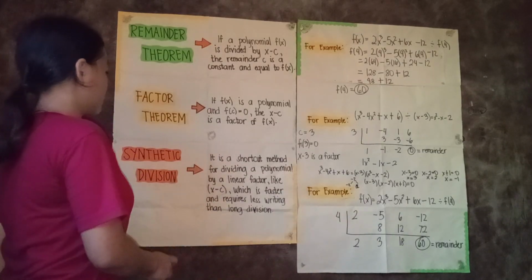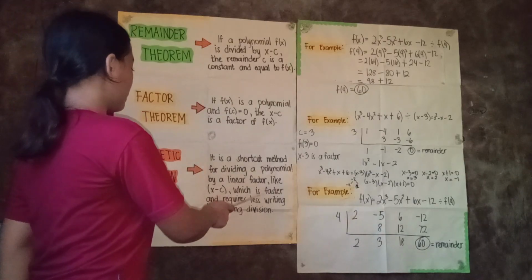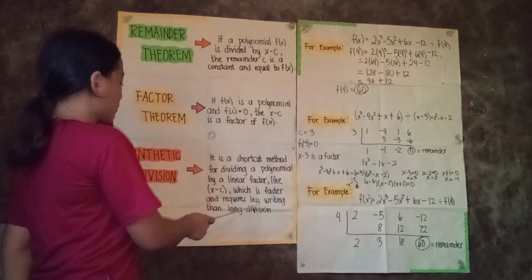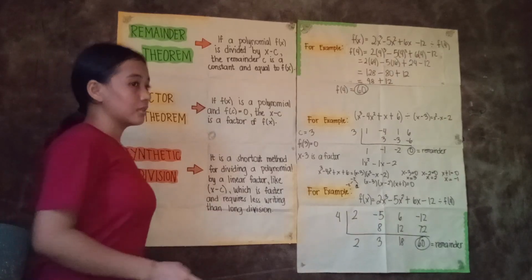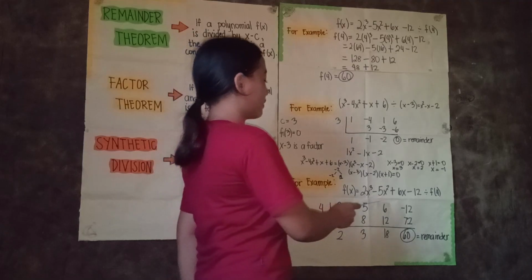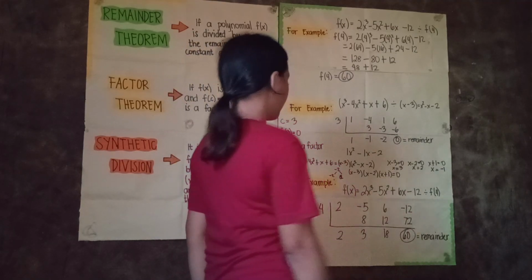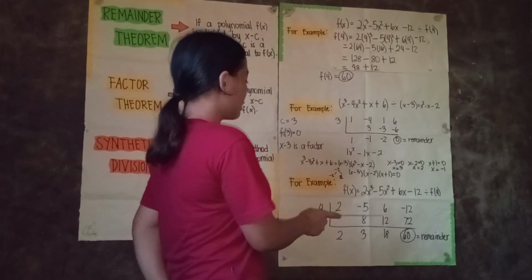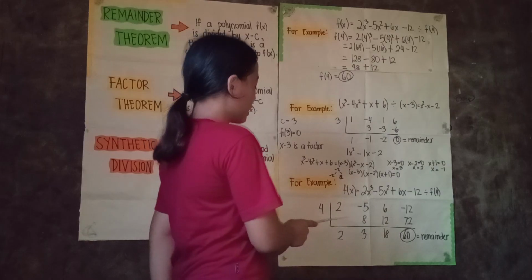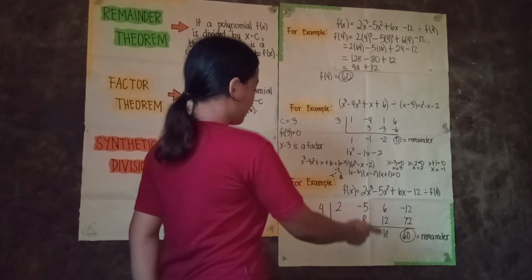Synthetic division is a shortcut method for dividing a polynomial by a linear factor like x minus c, which is faster and requires less writing than long division. I have here an example. f of x is equal to 2x cubed minus 5x squared plus 6x minus 12, divided by x minus 4. So our x is 4. Then we'll get the coefficients in our polynomial: 2, negative 5, 6, and then negative 12.